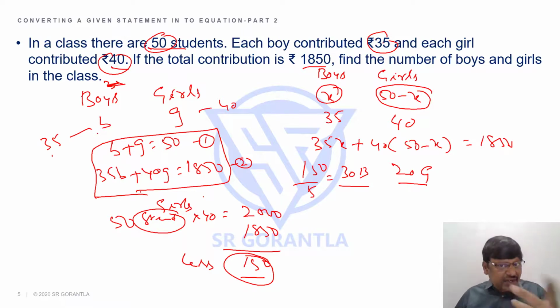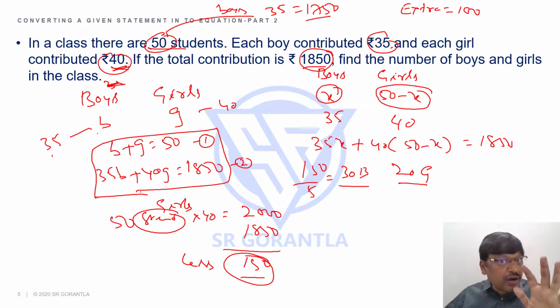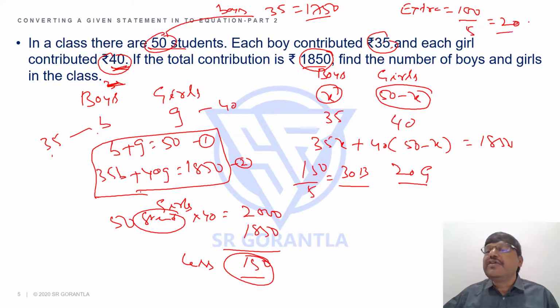Right? Or the second logic: if all 50 were to be boys, 50 into 35, 1750 should be my contribution. You should be good at calculations. But my contribution is 1850, means how much extra do I have? 100 rupees. Each girl contributes how much extra compared to a boy? 5 rupees. How many girls will contribute a total of 100 rupees extra? 100 by 5, 20 girls. Out of 50, if 20 are girls, 30 are boys. Like this, you can think differently, students, right?